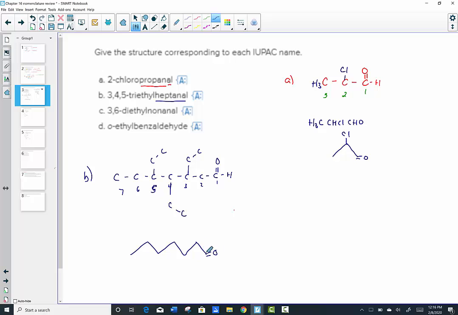At carbon 1, 2, 3, there's an ethyl. Carbon 4, there's an ethyl. Carbon 5, there's an ethyl. Something like that. All right, let's keep going.